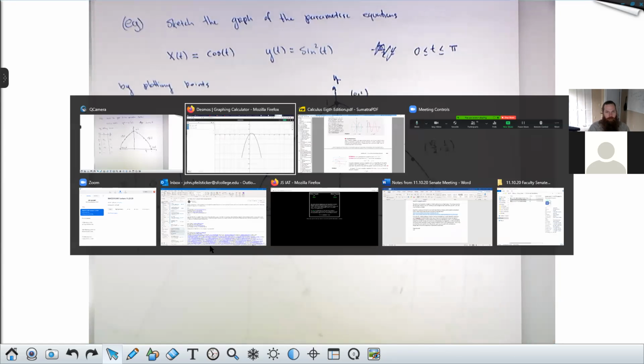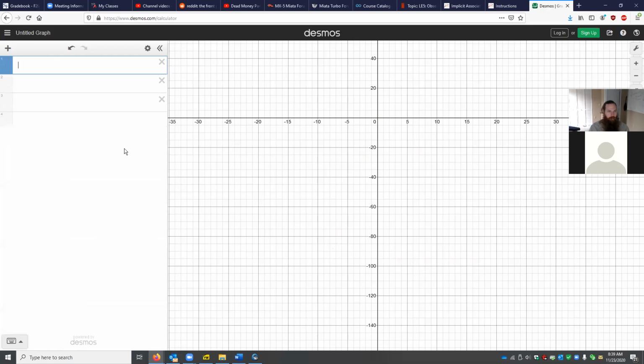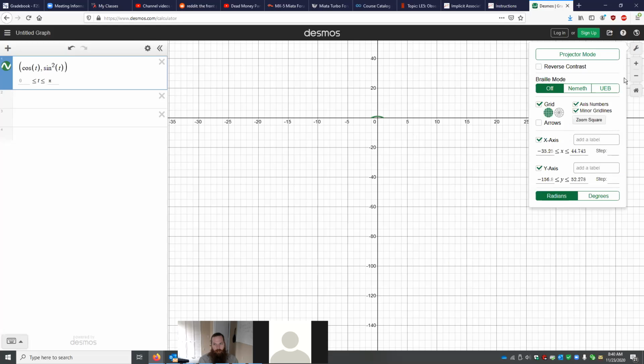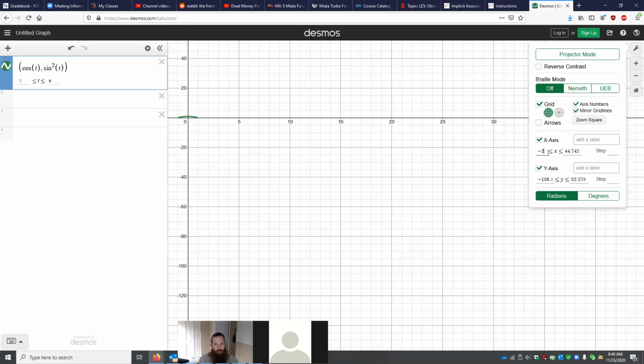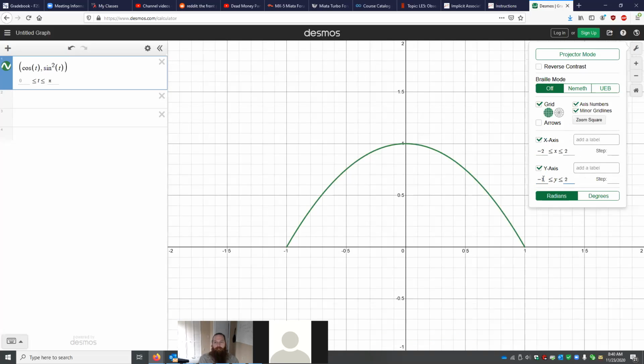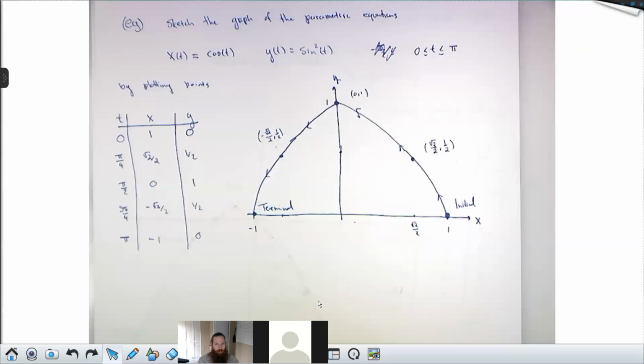You could look at Desmos for verification. We let t run from 0 to pi. Oh, I should rescale my axes. There it is. And again, it does kind of look like a piece of a parabola. Interesting. We might start asking ourselves why.